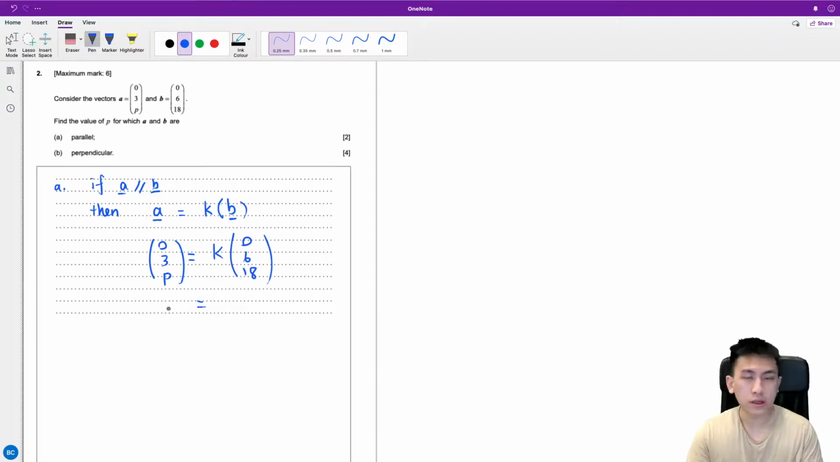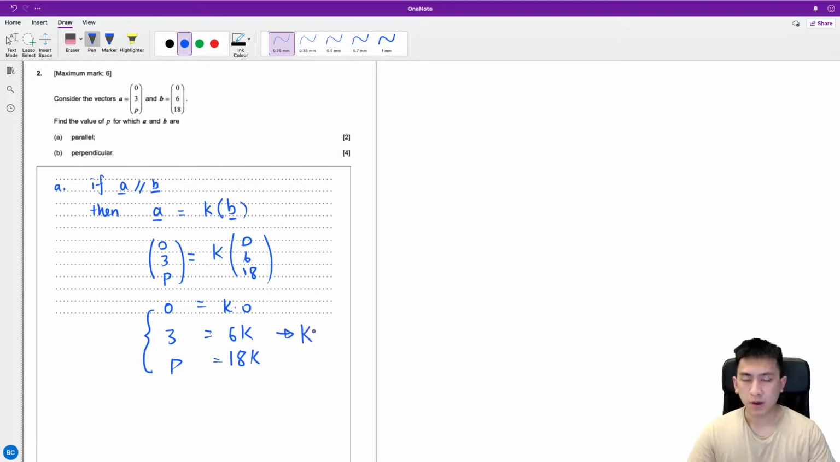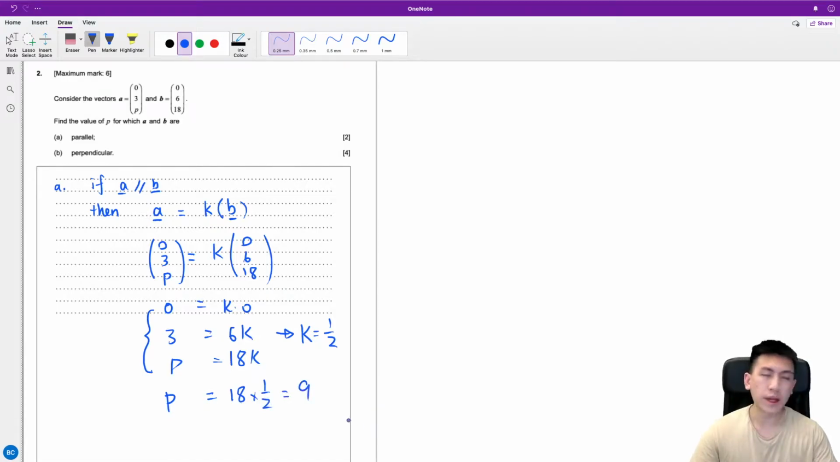That actually gives you three equations, right? 0 equals K times 0, 3 equals 6K, and P equals 18K. So this gives you a total of 3 equations because of the 3 components. And then K would equal a half, and therefore, of course, P would be 18 times a half, which is 9. So that's it. All right.